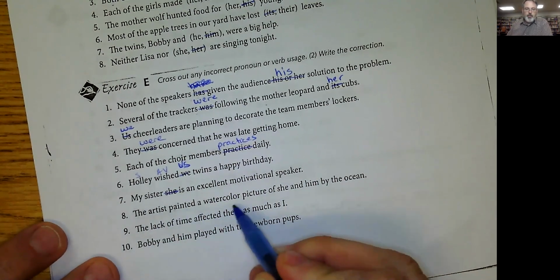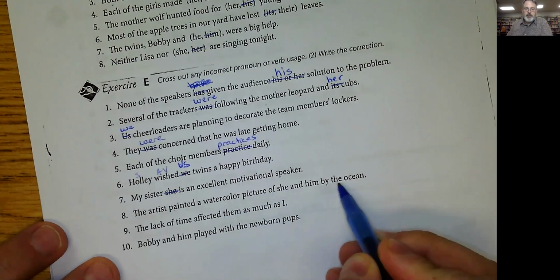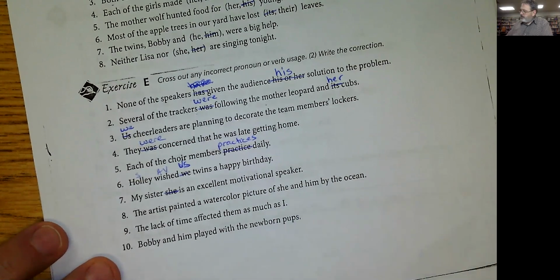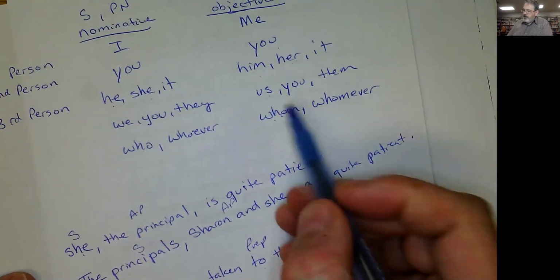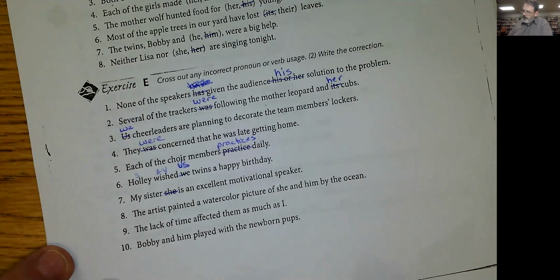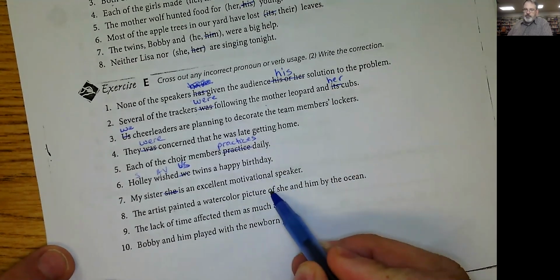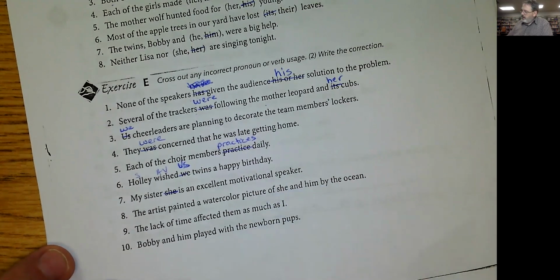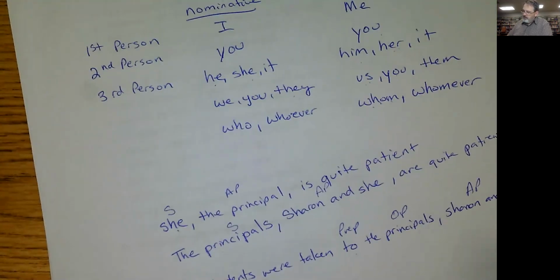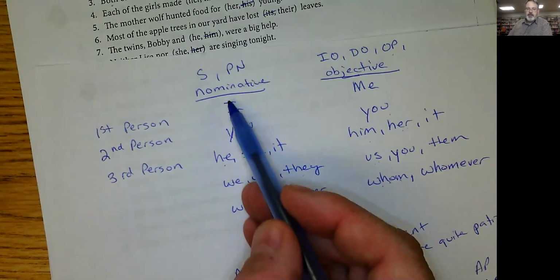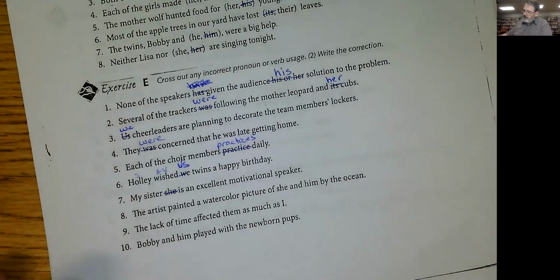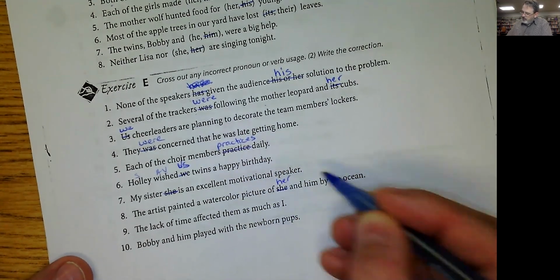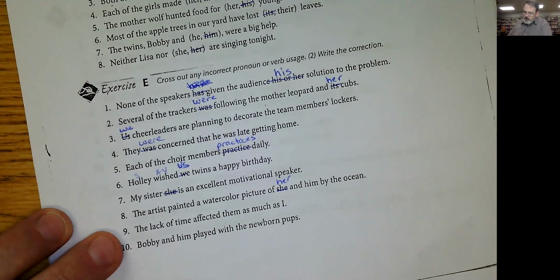The artist painted a watercolor picture of she and him by the ocean. Well, him looks right to me because him is objective case. Because of is a prepositional phrase, so of she, of him makes sense. Of she, does it make sense? No, because she's nominative case. So we need to say her instead. Of her and him by the ocean. Let me check that.